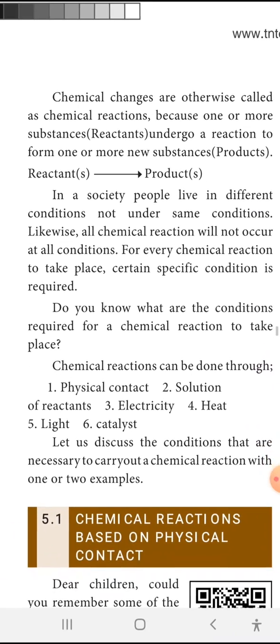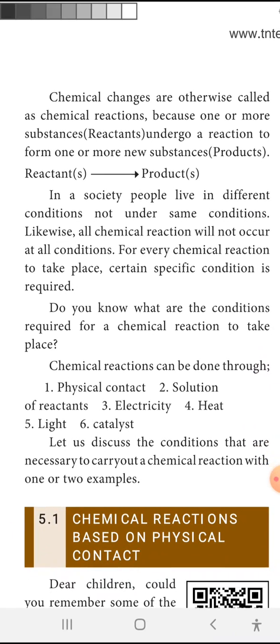Chemical changes are otherwise called chemical reactions because one or more substances undergo a reaction and form a very new substance. That new substance is called the product. So what is a chemical change? It is also called a chemical reaction because one or more substances undergo reaction. The substances which undergo reactions are called reactants and the new substances formed are called products.